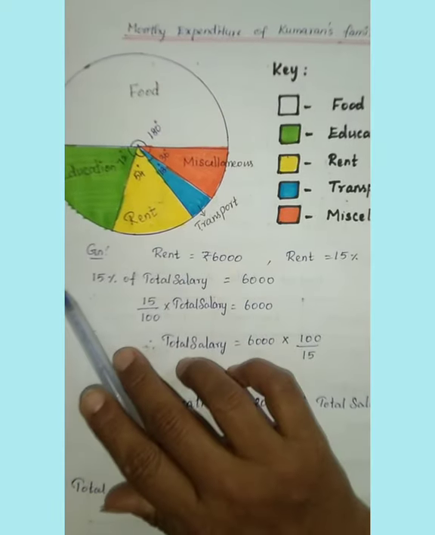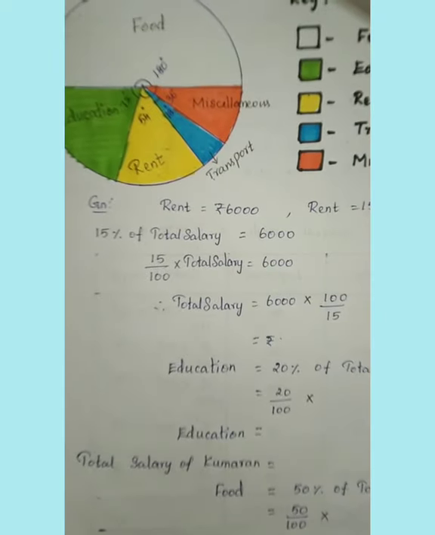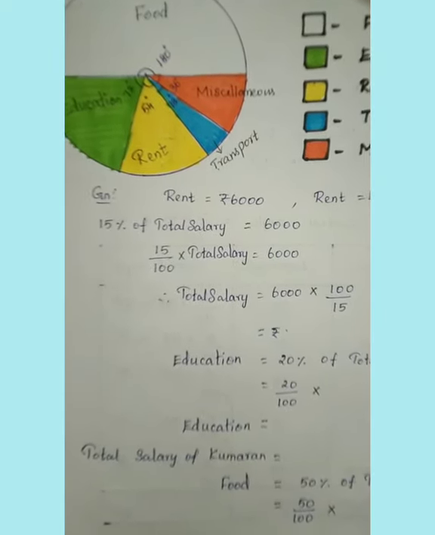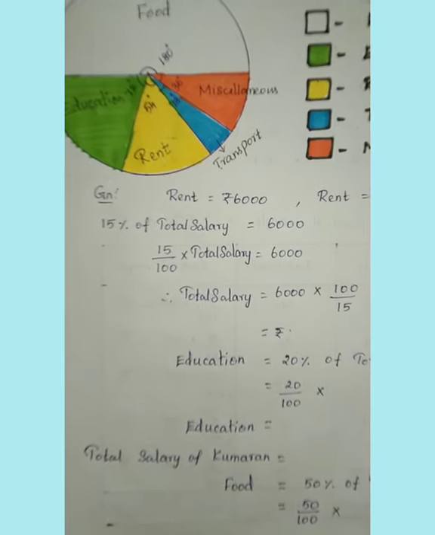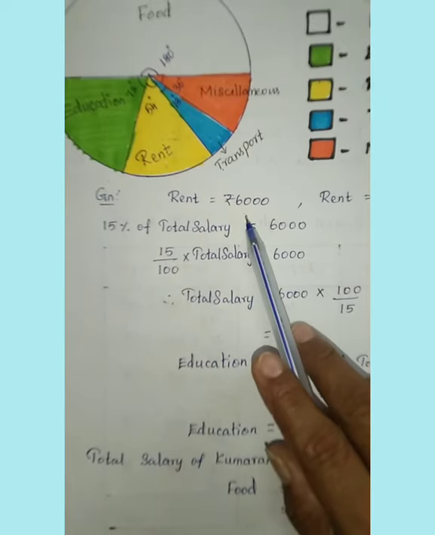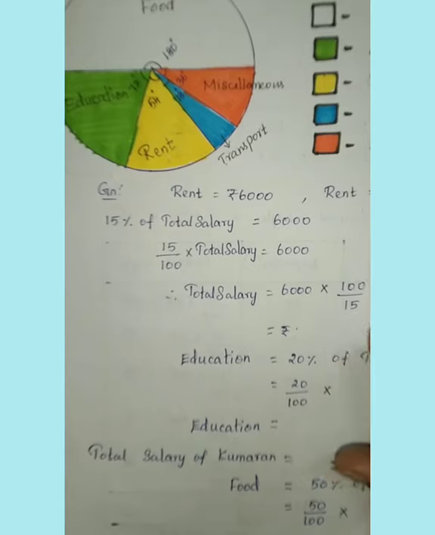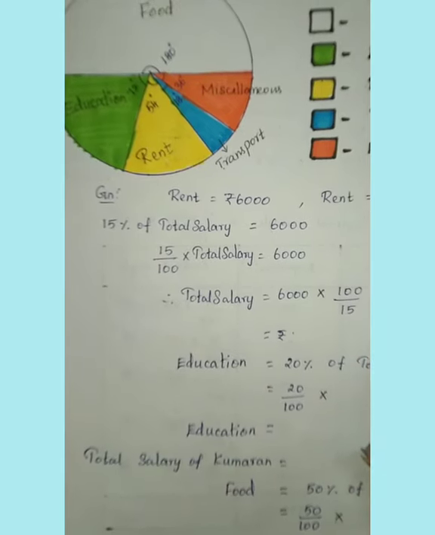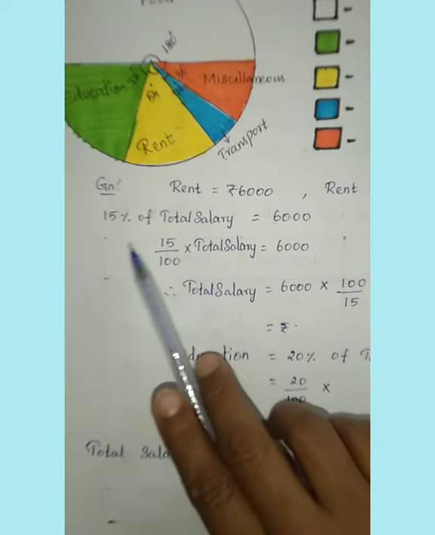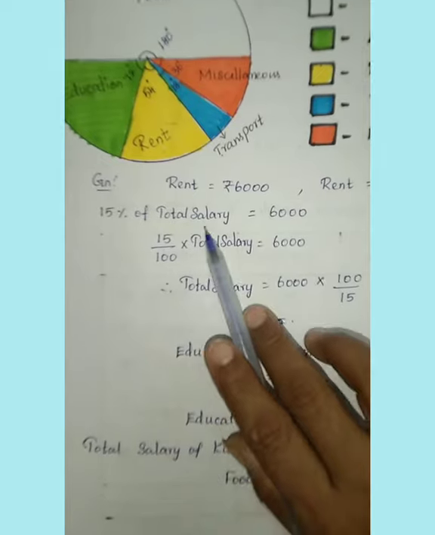Then the first question: find the amount spent for education if Kumaran spends 6,000 rupees for rent. So what is given in the question? Rent, he spent rupees 6,000. In the tabular column, they have given 15%. For that, first we need to find the total salary. So 15% of the total salary is 6,000 rupees.